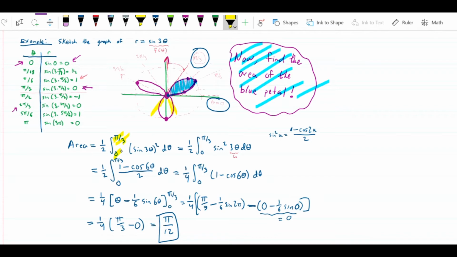So I encourage you, if you don't understand that, to go back to the earlier example where we discussed the geometry of this shape and be clear on why it is that one petal is made by letting theta go from 0 to pi over 3, and then it should be clear why those are the limits of integration.